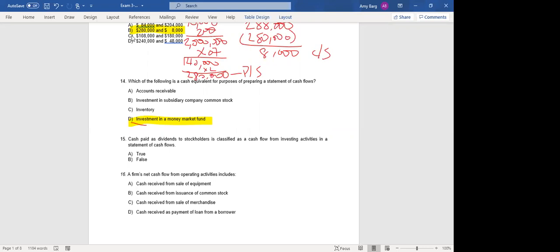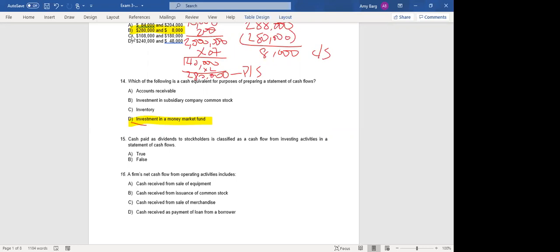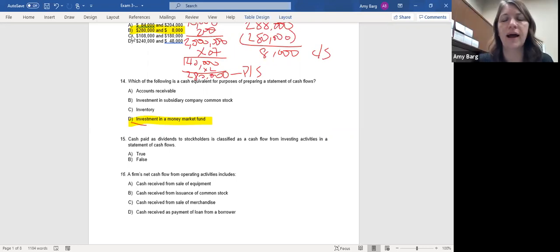So what is a cash equivalent? It's a short-term, highly liquid investment. It means if you were to sell that, it'd be very easy to sell and it wouldn't lose value. So if you have a 3-month treasury bond, because it's within 3 months, that would be a cash equivalent.